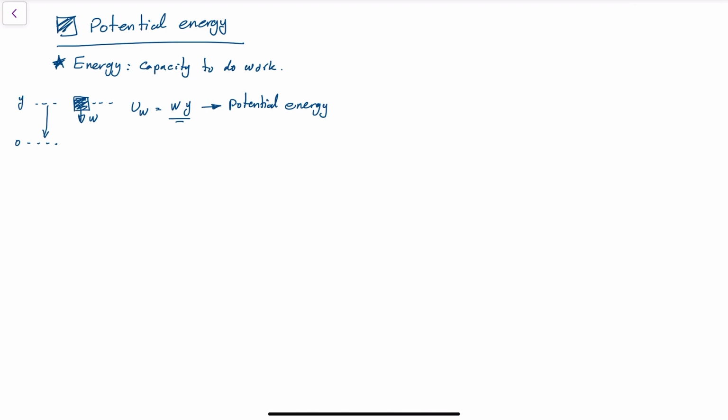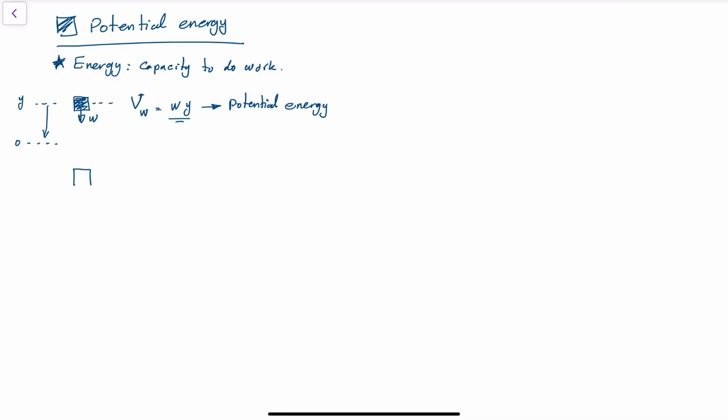So potential energy due to gravity, or potential energy in a gravitational field, is weight or mass times gravitational acceleration times the height of the object above a certain height. We usually actually use letter V, capital V, to show potential energy.